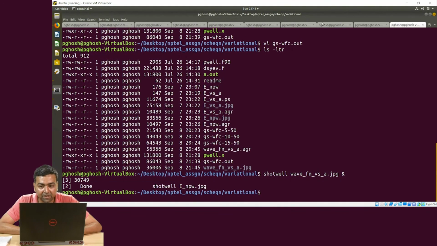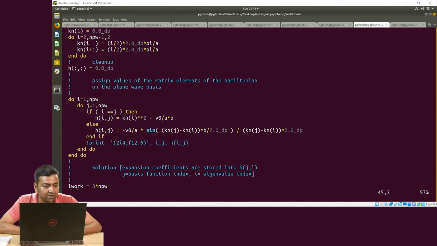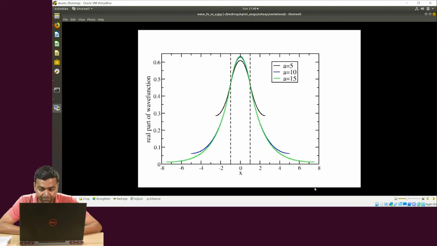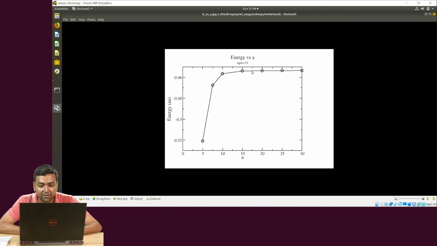And another question is, if we look into the results as a function of a, why does the energy go up? The reason the energy goes up here is because I am reducing the interaction between the periodic images, and my potential is attractive. If my potential were repulsive, then what I would see is that the energy will come down as I increase the separation between the wave function of the actual potential and its periodic images.